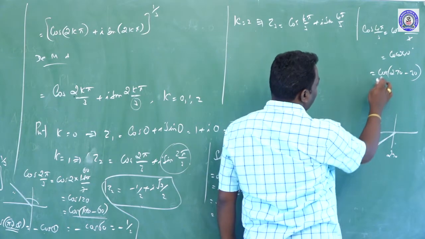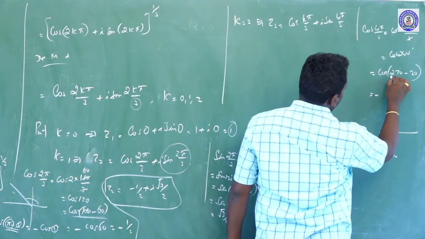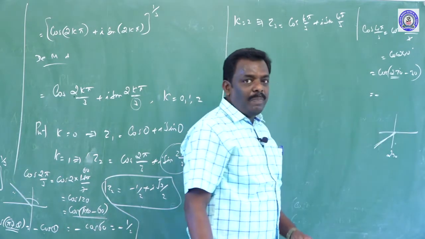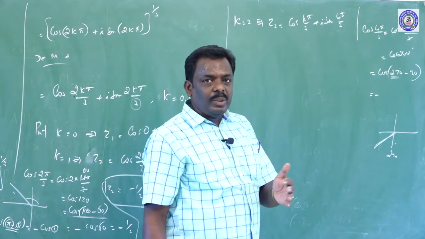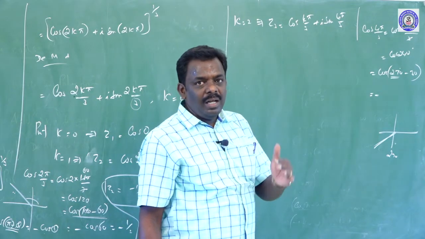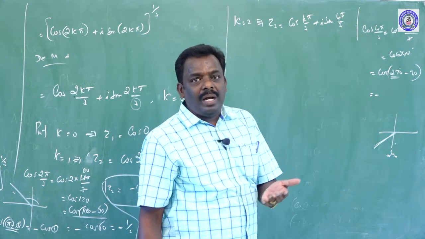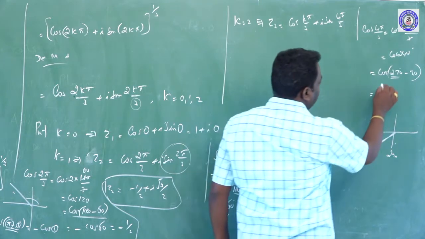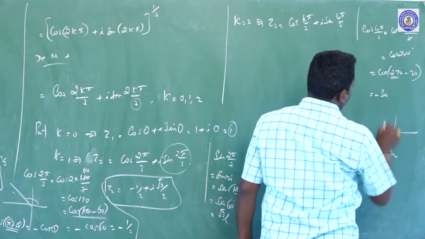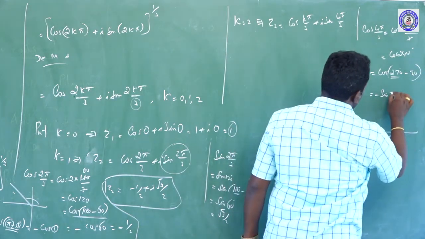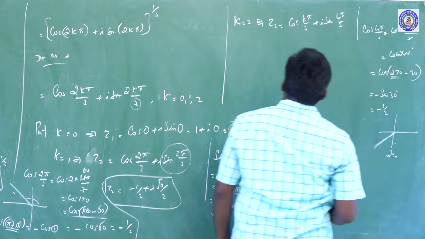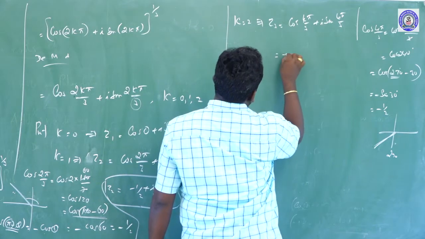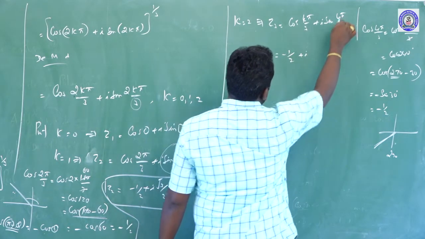In the third quadrant, the cos value is negative, therefore minus. And 270 is called what? It is a complementary angle. If it is a supplementary angle, we write the outside ratio as it is. If it is a complementary angle, we write the complement of the outside ratio. Therefore cos becomes sine, with theta equal to 30 degree. That is equal to minus sin 30, which is 1 by 2. Therefore this value is equal to minus 1 by 2 plus i into, and we calculate the second one.